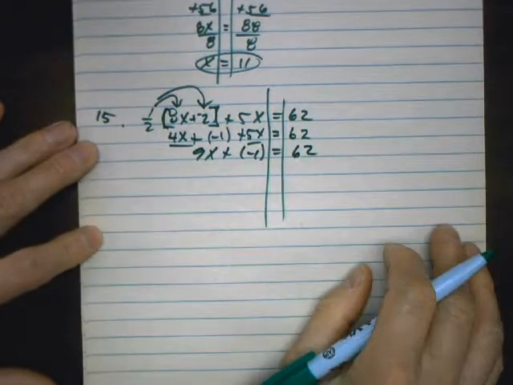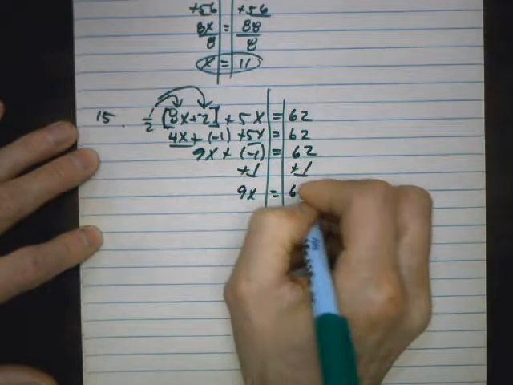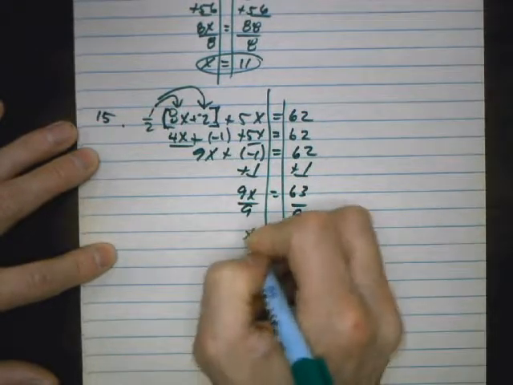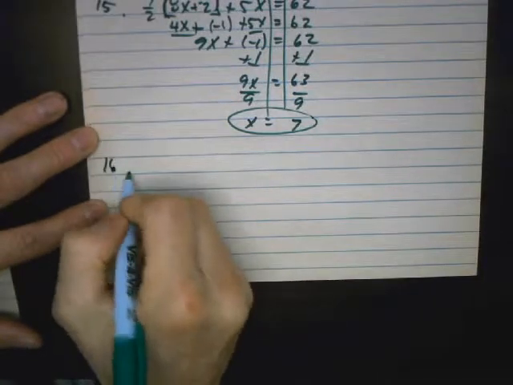Then I get my variables on one side. That's done for me. So now I isolate. I work farthest away from the variable, doing inverse operations, and I see my solution is 7. All right, 16.